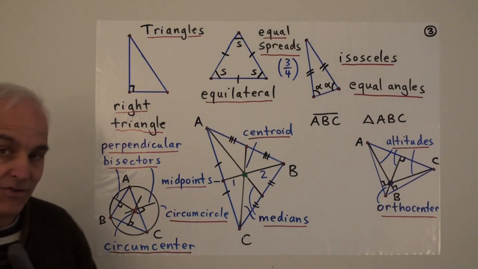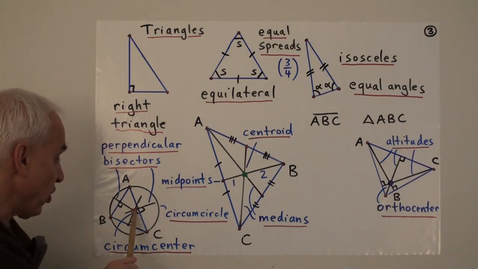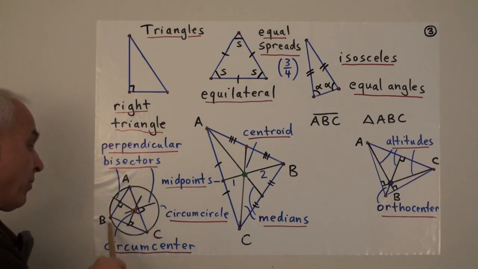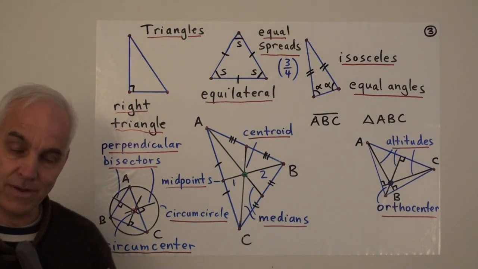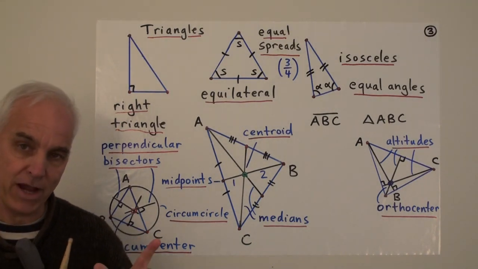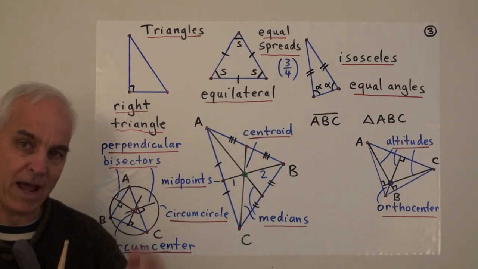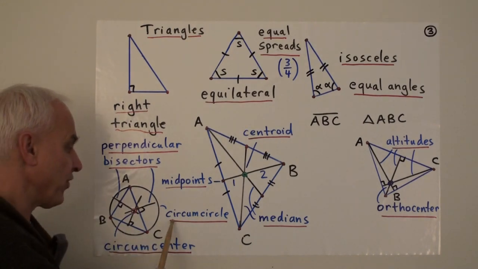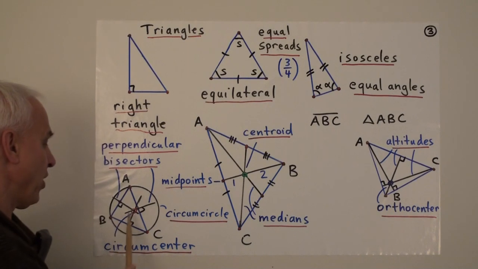And it's not too hard to see that that's the center of the circle which passes through the 3 points of the triangle. Every triangle has a unique circle that passes through the 3 points. That's called the circumcircle of the triangle.